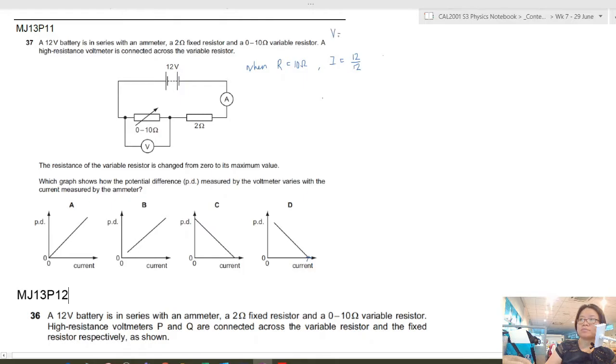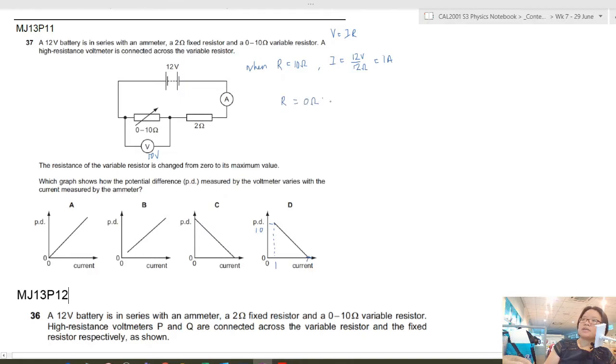V equals IR, so 12 volt divided by 12 ohm, I would be 1 ampere. Okay, and the potential difference across this one will be 10 volt. So I think this one is 1 ampere, 10 volt. Alright, and let's check the other one.